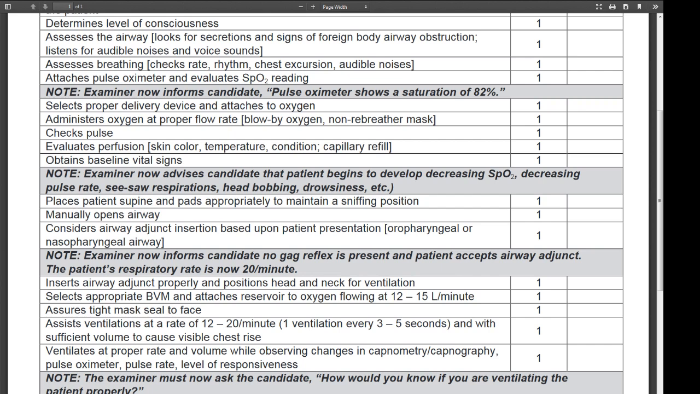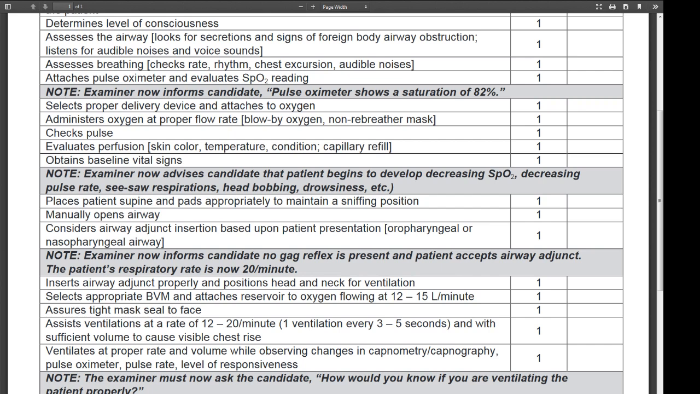The patient's respiratory rate is now 20 per minute. Inserts airway adjunct properly and positions head and neck for ventilation. Selects appropriate BVM and attaches reservoir to oxygen flowing at 12 to 15 liters per minute. Assures tight mask seal to face.